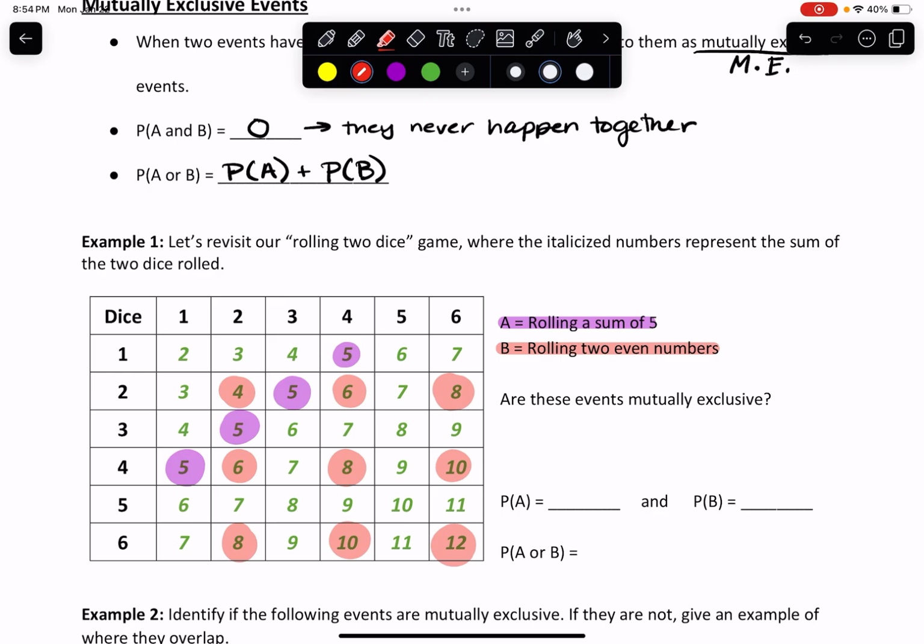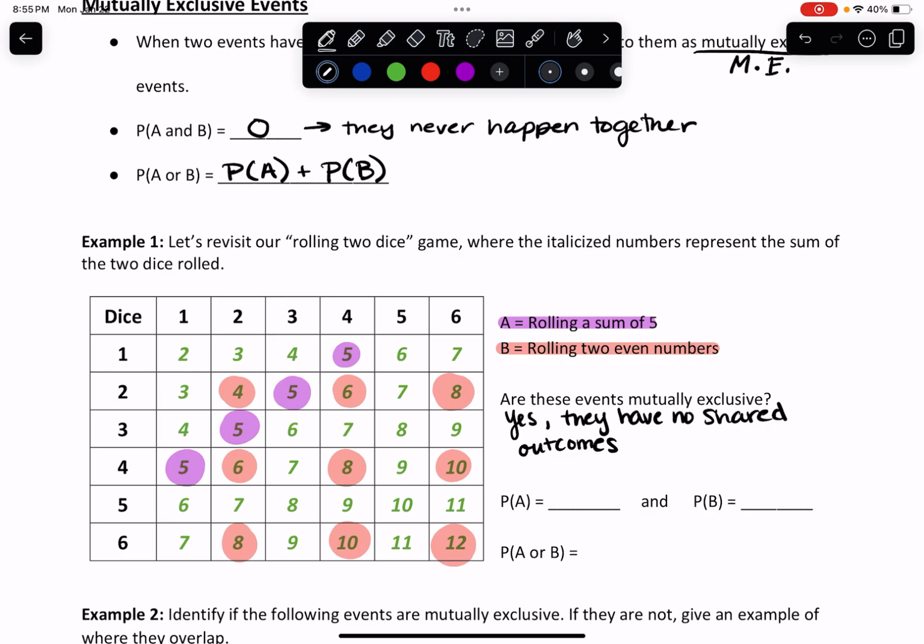So if we look at our two events highlighted in those separate colors on the table, event A highlighted in purple anytime we roll a 5, and event B highlighted in red anytime we roll 2 even numbers, we would say, yes, these events are mutually exclusive. They have no shared outcomes. Because you cannot roll 2 even numbers and get a sum of 5. They have no outcomes in common. We call them mutually exclusive.